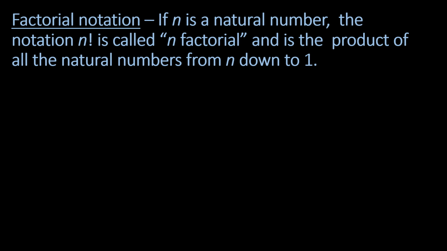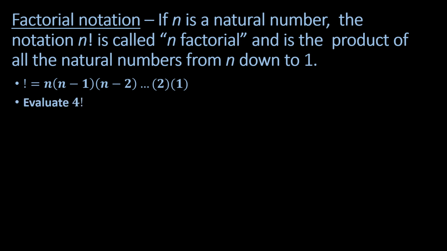Okay, the next thing that we're going to talk about is called factorial. If n is a natural number, the notation n exclamation point is called n factorial and is the product of all the natural numbers from n down to 1. So if you see n factorial, you're just going to take n times the number before it, times the number before it, times the number before it, until you get down to 1.